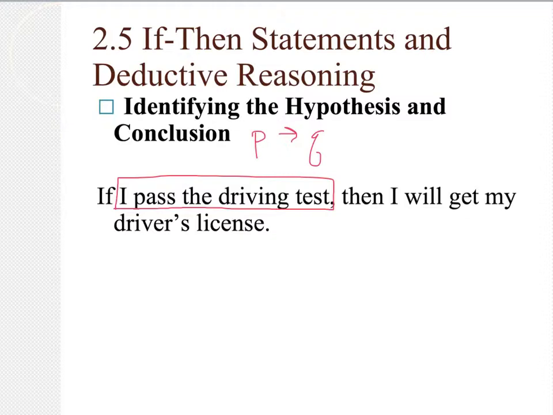conclusion, and then you just kind of solve, okay? And the next part, what is our Q part of our equation? It comes after the then, and that's the underlining. Then I will get my driver's license. So, hypothesis, if I pass the driving test, then I will get my driver's license. Pretty easy, identifying the hypothesis and the conclusion.